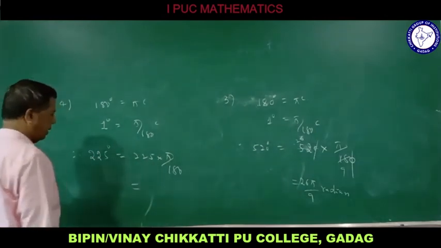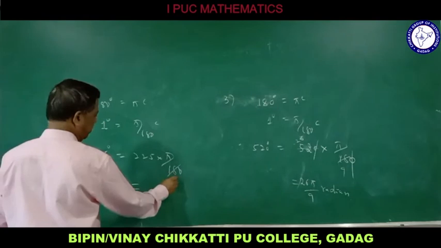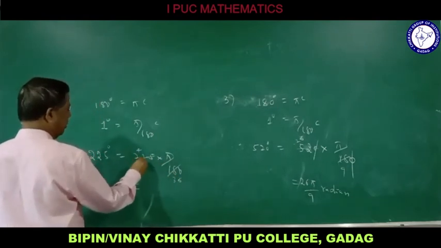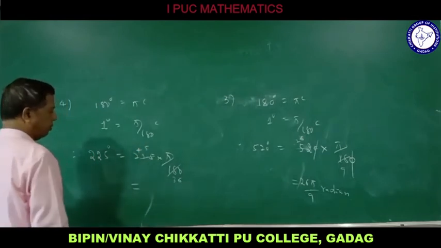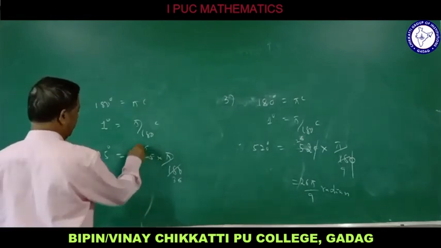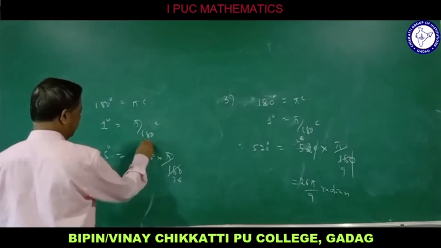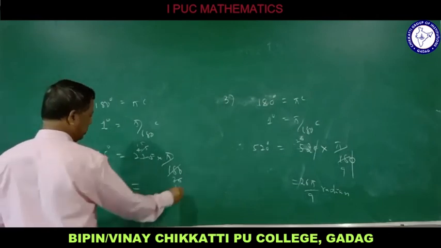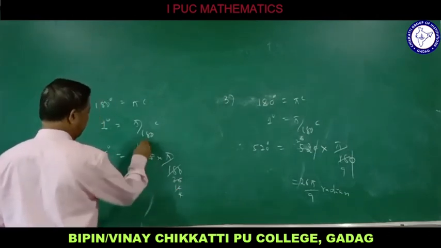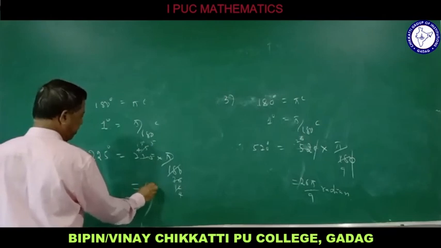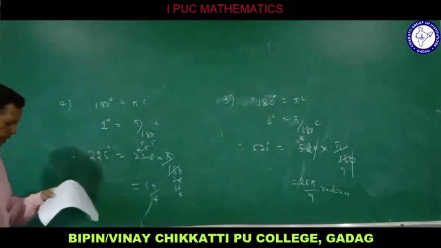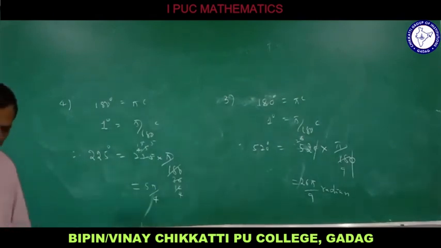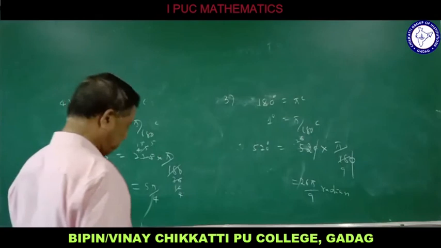So cancel it accordingly. We can see 5 3s are 15, 5 4s are 20, and 5 5s are 25. Next, 3 1s are 3, 3 5s are 15. Here 3 1s are 3, 3 2s are 6, 3 4s are 12, 3 5s are 15. So 5 pi by 4 radians. How many did you get? 5 pi by 4 radians. Yes, it all depends on how you are simplifying.